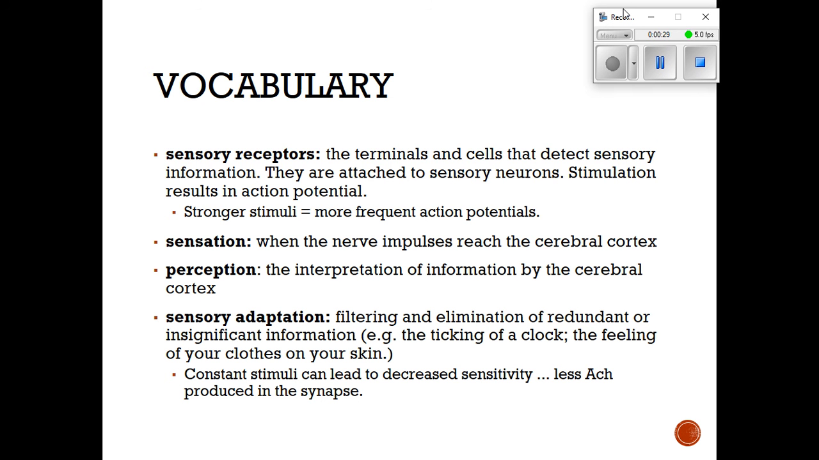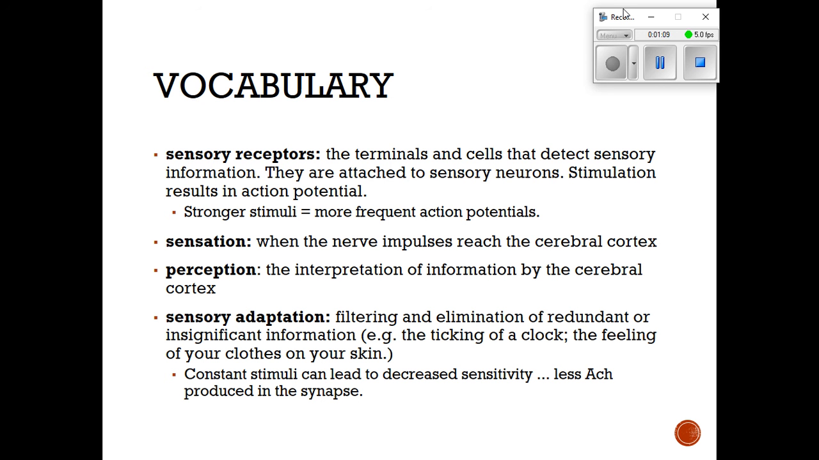So the first thing we need is a bit of vocabulary. The first descriptor up there is about what a sensory receptor is. Sensory receptors are sometimes terminals, so the end of a nerve, or cells that detect sensory information. You have a lot of different types of sensory receptors. What they all have in common is that they detect this information. They are attached to a sensory neuron, and that stimulation will cause an action potential like we saw in the last section.